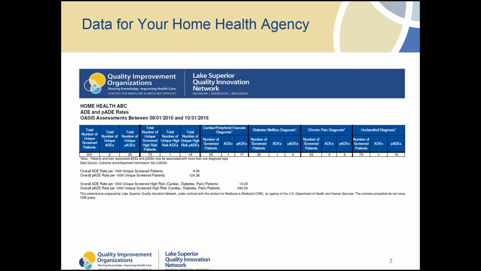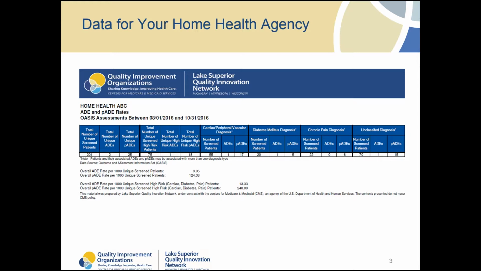On page 2, you'll see your home health agency name at the top. Beneath that are the ADE and pADE rates and OASIS assessments between the dates indicated. The columns in the table follow the definitions that have been shared. The numbers in the table are the numbers indicated by the definitions for the defined time period. Note that the patients and their associated ADEs and pADEs may be associated with more than one diagnosis type.